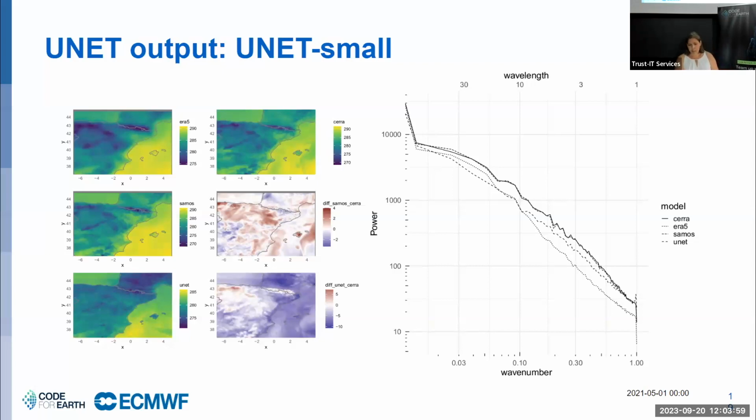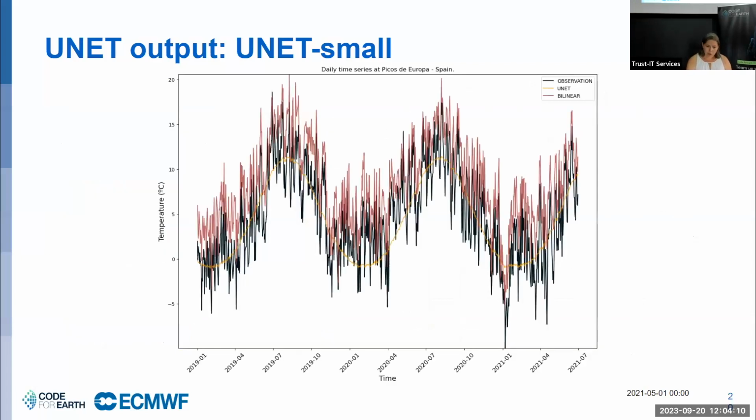What we do see in the density is that basically we're not able to beat SAMOS here for this time step. Also looking into this UNet, if we transfer it back and look at Pikas Europa, it's basically the climatology, so we have hardly any variation at all with that UNet.